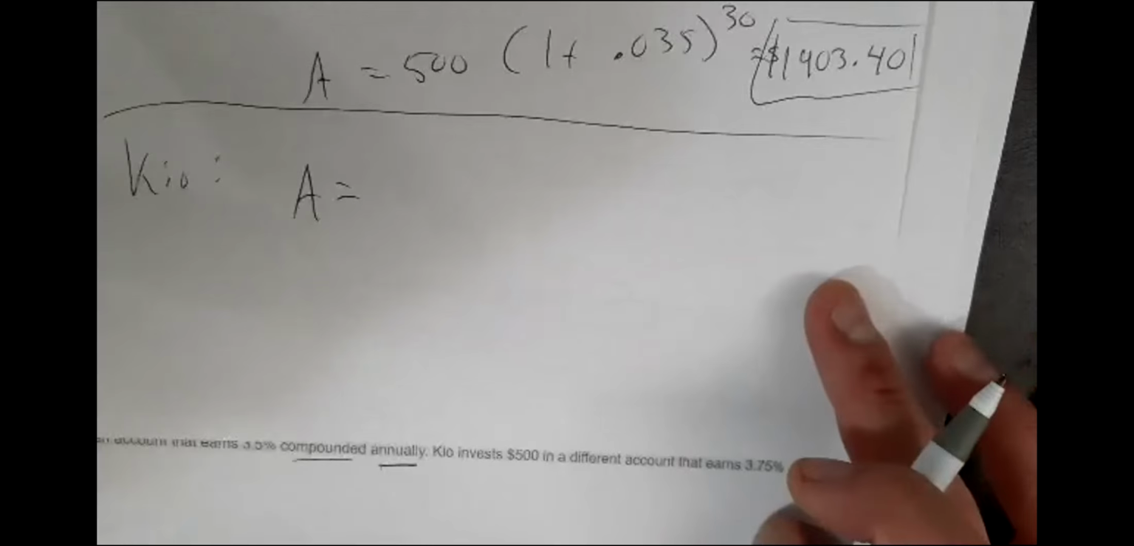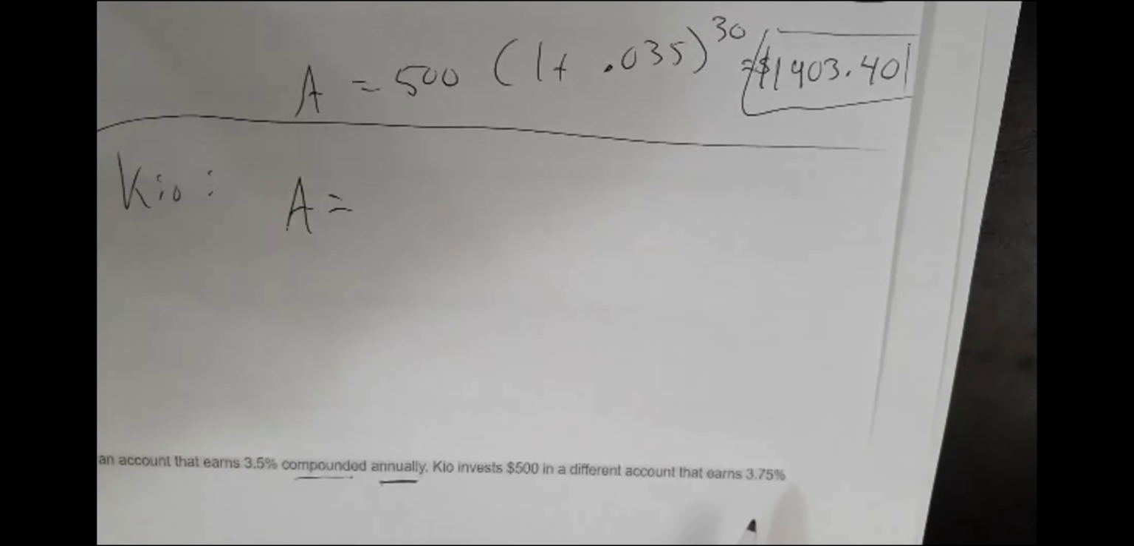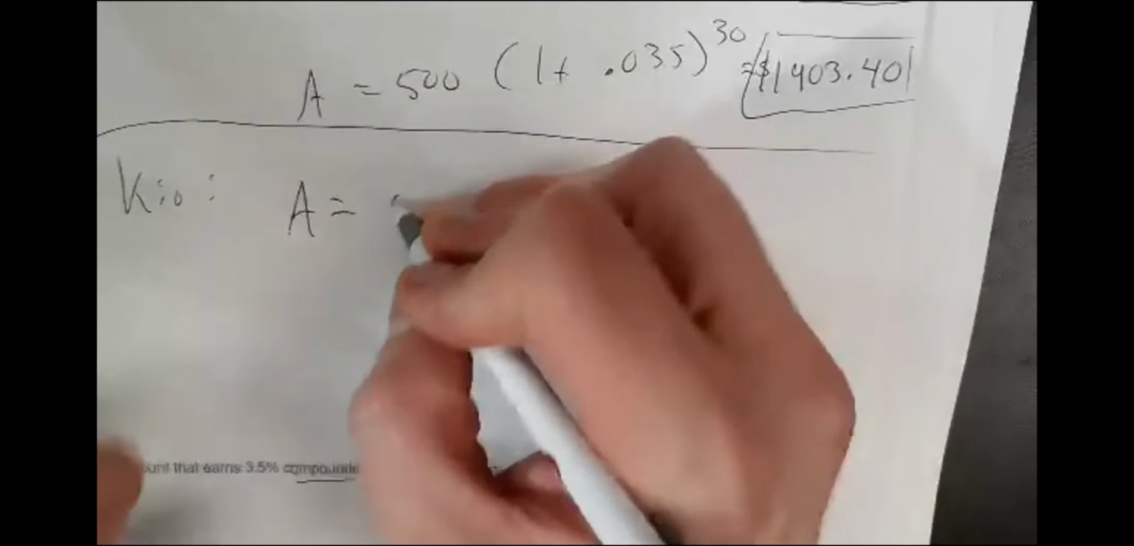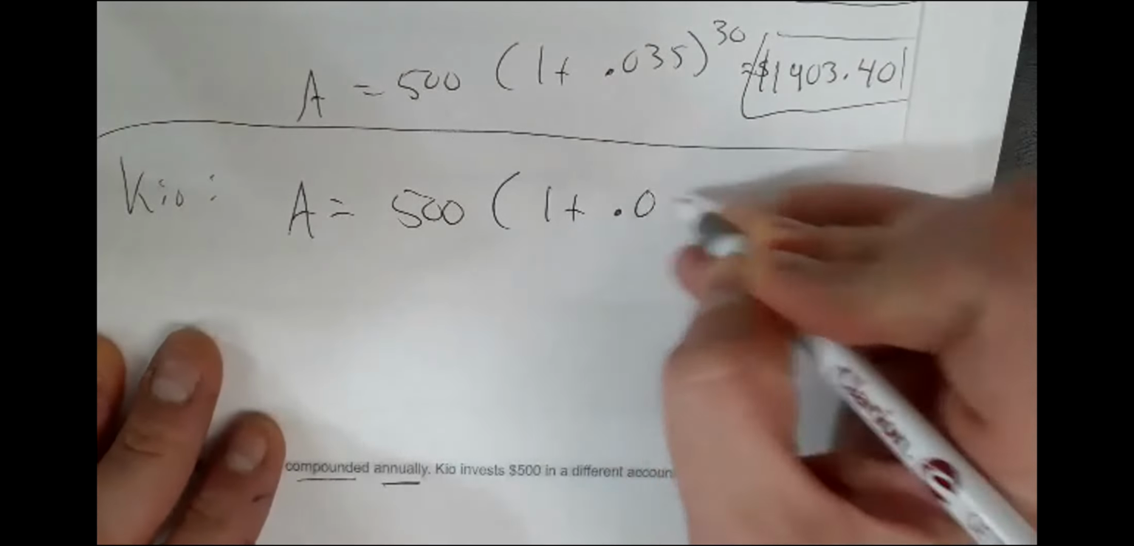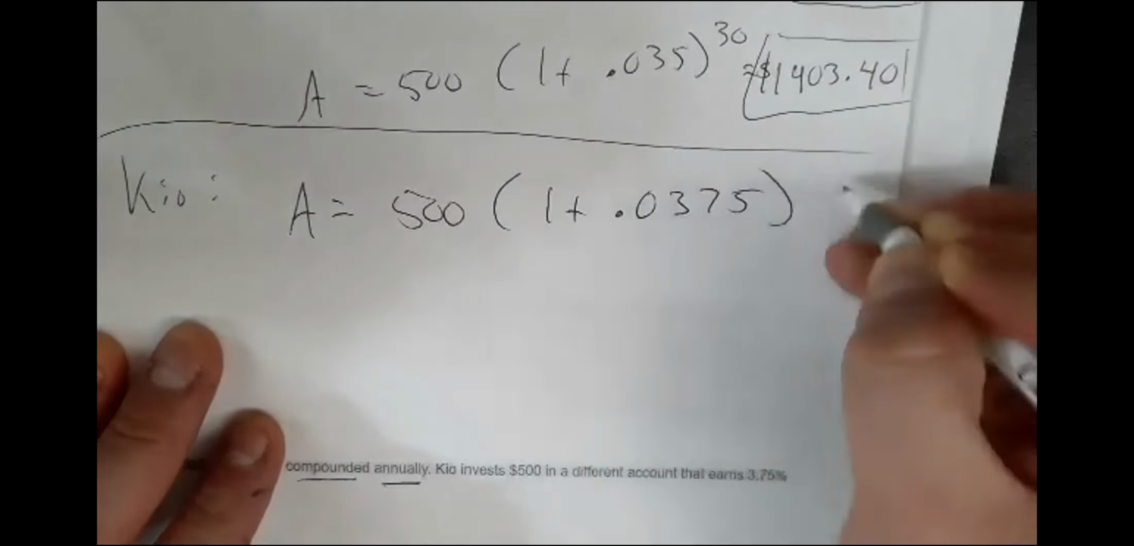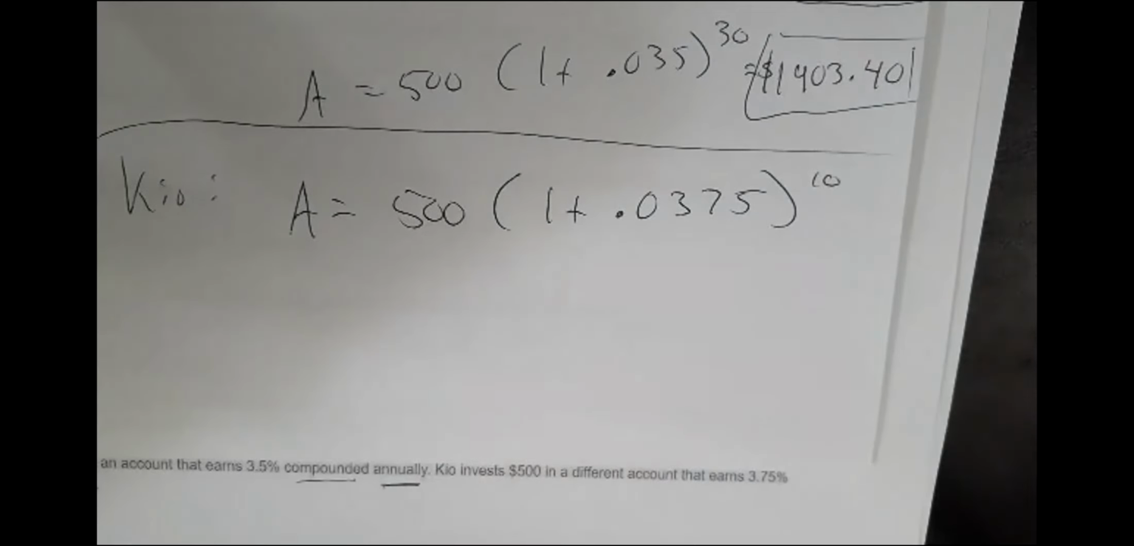Keo, how does his differ? He's going to do 500. He's going to earn a little bit more than this guy. So instead of 0.035, it's 0.0375. The only thing we're changing on Keo's is the APR.